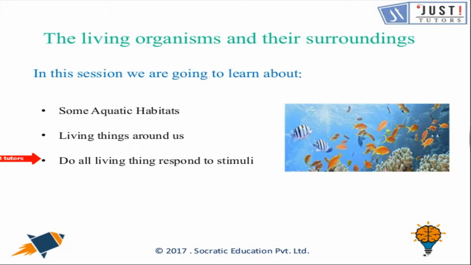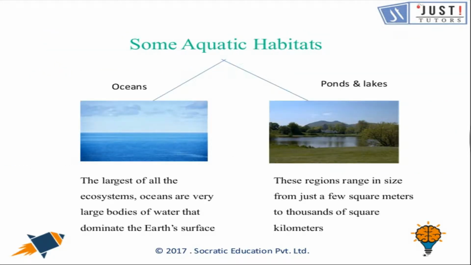So we'll first start with some aquatic habitats. Right here we have oceans, ponds and lakes. First we'll discuss oceans. Oceans are known to be one of the largest ecosystems, and these are basically large water bodies that dominate the Earth's surface. We are aware that almost 70% of the Earth's surface is covered with oceans or water bodies.